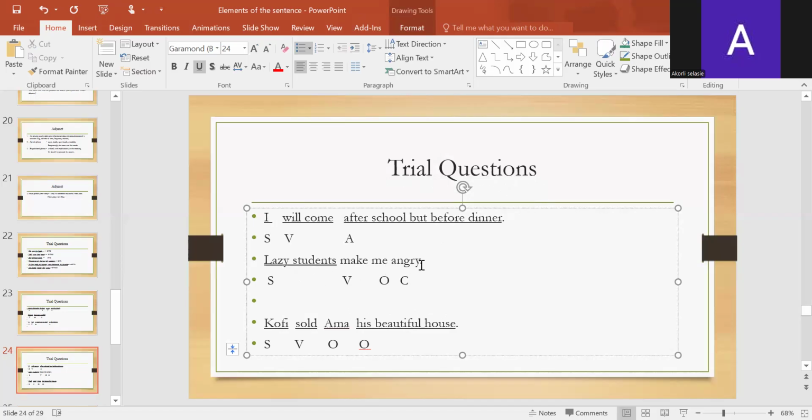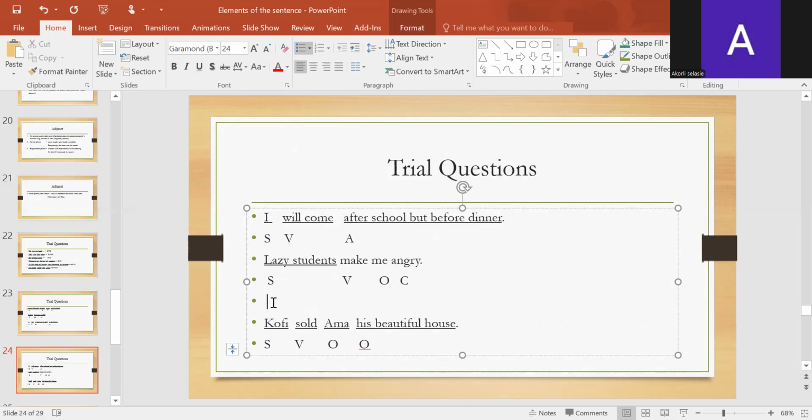Lazy students make me angry. Lazy students, the subject. Make is the verb. Me is an object. But angry here is not an object, it's a complement. Remember that complements are normally kinds of adjectives. So they made me angry. Here, angry is a complement, not an object. They make me angry. I will try to name a few examples of this kind.